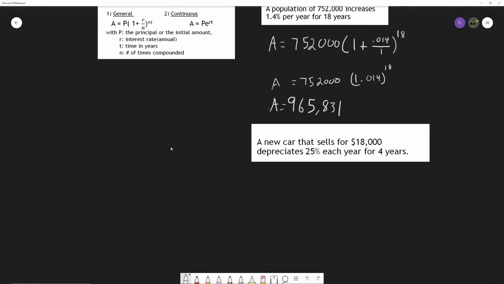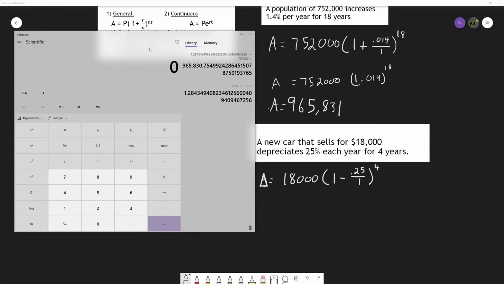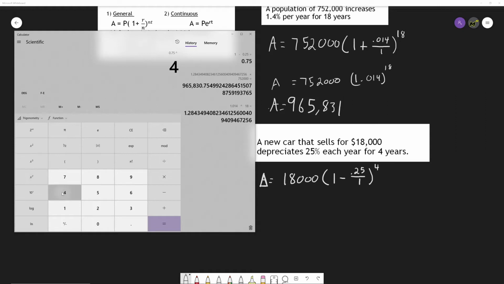Okay, so we have our amount will equal the principal of 18,000. And then depreciate means this is going down in value, so we'll have 1 minus our 0.25 for 25%. Each year means once a year for 4 years, so 1 times our 4 years is 4. Okay, let's go ahead and type this in, see what we have here. So here's our calculator, let's clear the old problem. So 0.25 divided by 1 is 0.25, so 1 minus our 0.25, we're at 3/4 or 0.75. Take that to the 4th power.